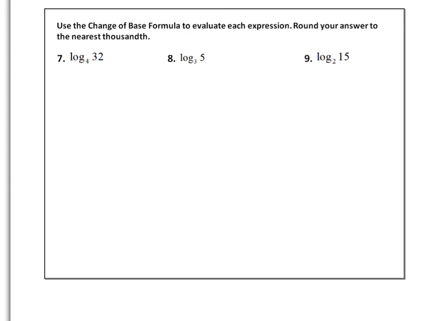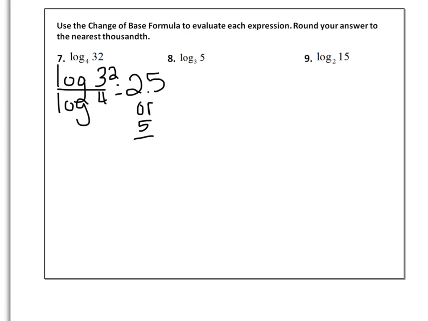For number 7, you should have it set up as log of 32 divided by log of 4, and that actually should have simply come out to 2.5. If some of your calculators gave you 5/2, that is also an acceptable answer. Number 8, you should have set it up as log 5 divided by log 3. This one you did have to round, and it should have rounded to 1.465.